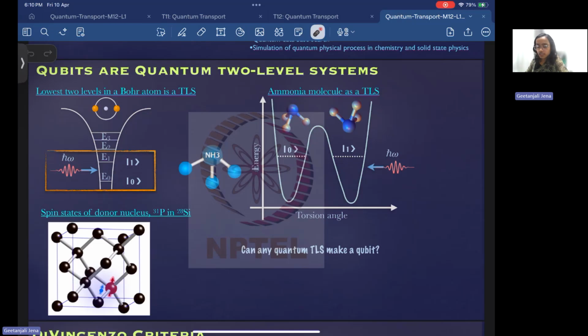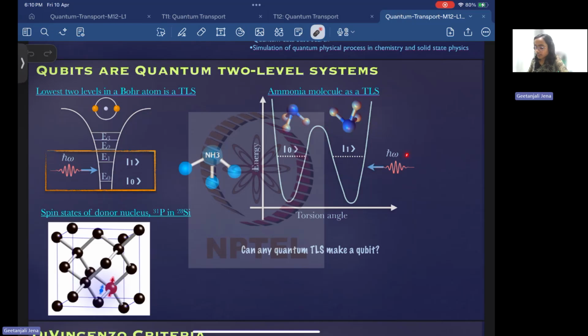So we can use this different type of configuration. Let's say we have configuration 1 and configuration 2. For the first configuration, we can say it is a 0 state, and for the next configuration, it is the state 1. So we can use this different orientation of the ammonia molecule, or different configuration, to design a qubit, if it is possible.